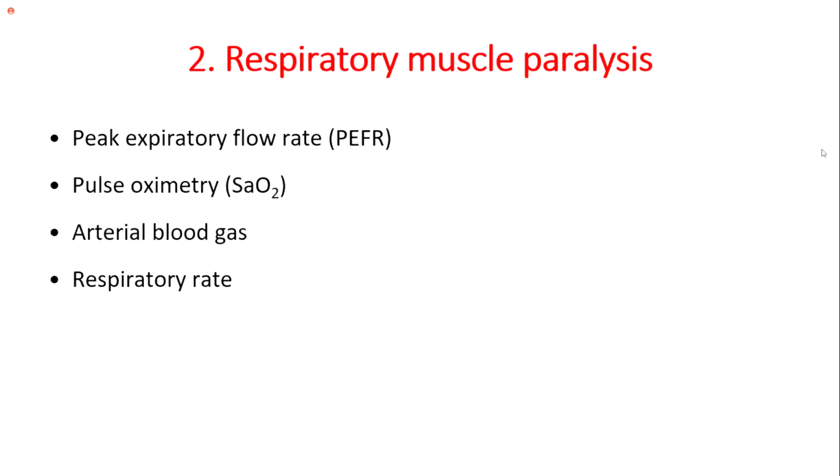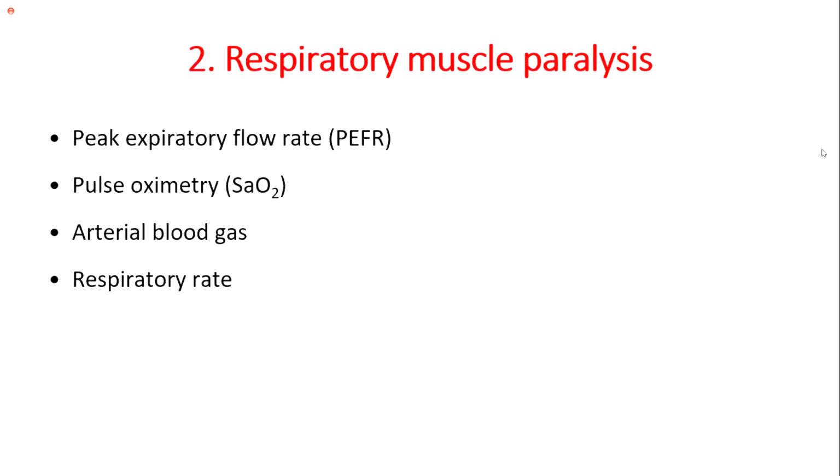So to differentiate obstructive and constrictive pulmonary disease, yeah, that is what you use, peak expiratory flow rate. That is for obstructive airway disease. It is not for respiratory muscle paralysis. So it's a useless test for respiratory muscle paralysis.